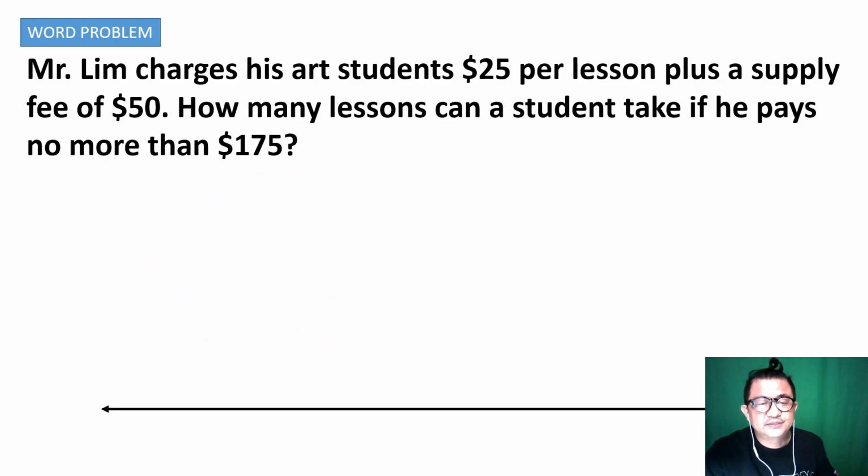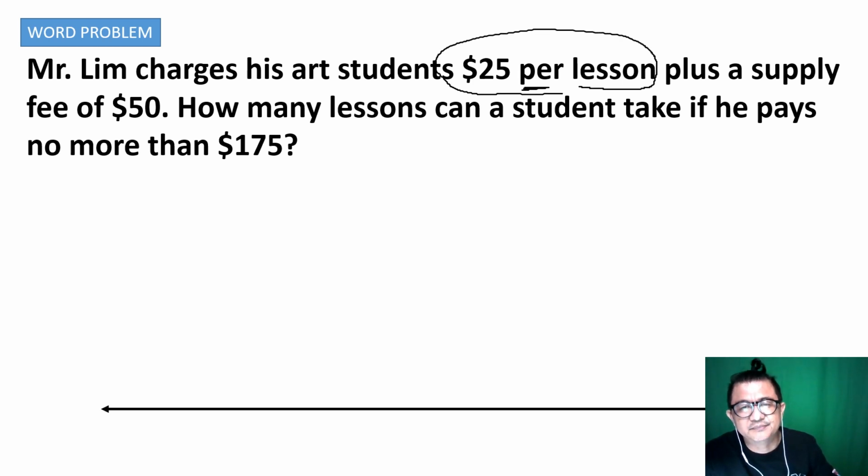All right, let's now try some problem solving. Okay, let's read first. Mr. Lim charges his art students 25 per lesson, plus a supply fee of $50. How many lessons can a student take if he pays no more than 175? You cannot go beyond 175. Okay, so let's write an inequality first. Every time I see that word per, I know my x will be connected there. Remember, the number of lessons will be the x.